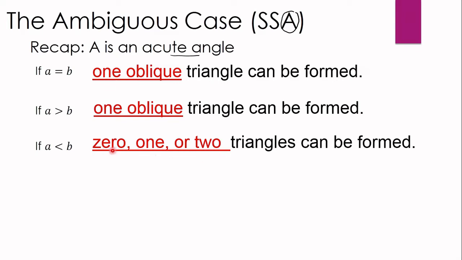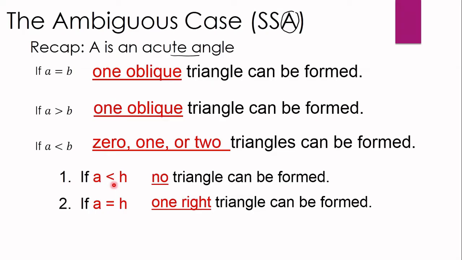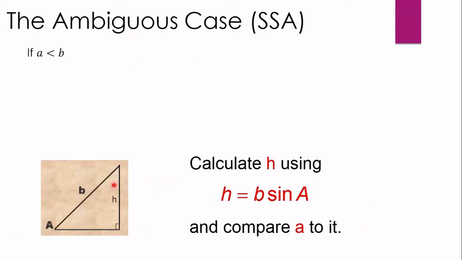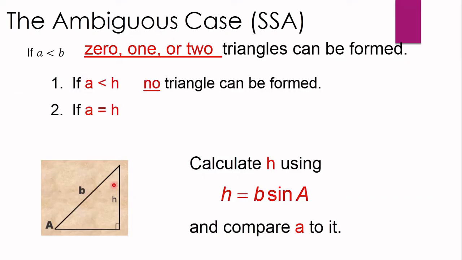Now, kailan mangyayari na 0, 1, or 2 triangles ang mabubuo? We have to compare it with the height. And if A is less than the height, no triangle can be formed. If A is equal to the height, there is one right triangle can be formed. But if A is greater than the height, there will be two oblique triangles that can be formed. So again, these are the possibilities if A is less than B.